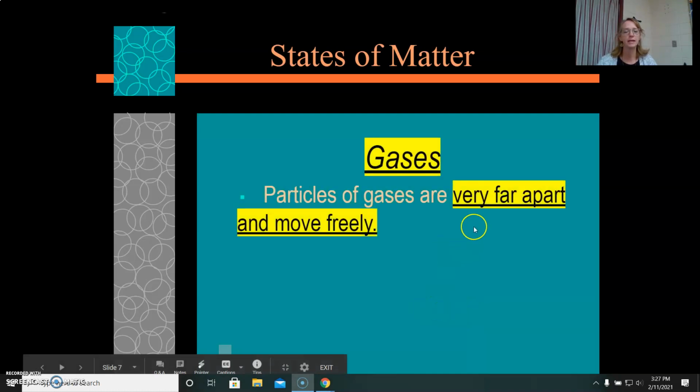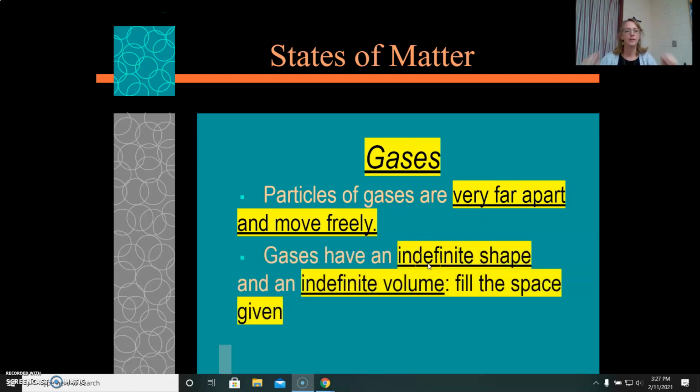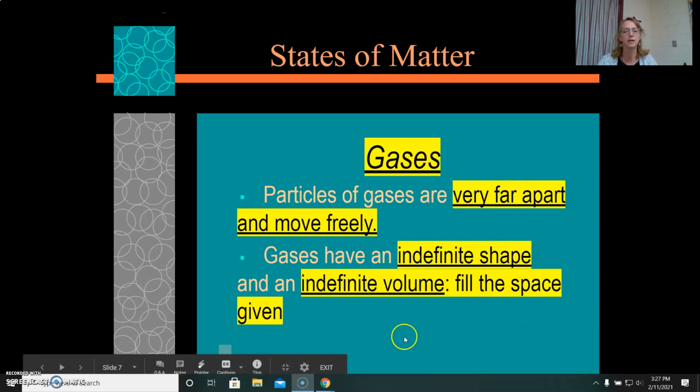When we get up to a gas, these molecules are super far apart. There's lots of empty space in between. They're moving around freely. They can take any shape. So think of these molecules moving around, lots of space in between. You can squish them together to change the volume. So gases are the opposite of a solid, basically. And particles are zipping around super, super fast.